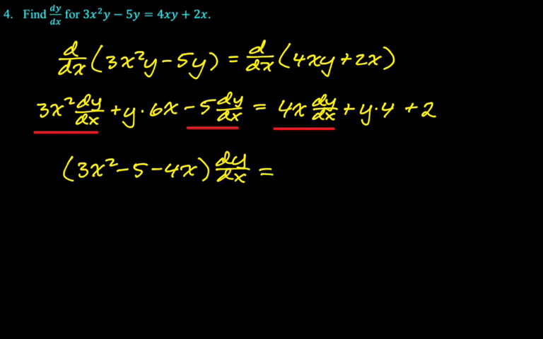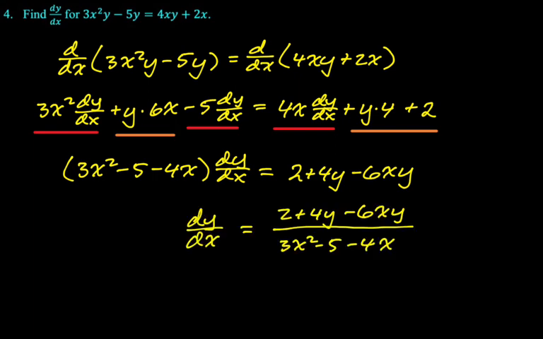And then move everything else to the right-hand side, right? Most of it's already there. We just have to move that 6xy to the right-hand side. So we're going to get 2, a 4y, a minus 6xy. Then I'm going to divide everything by 3x squared minus 5 minus 4x to solve for dy dx, because that's what we wanted to do. And our final answer looks like that: 2 plus 4y minus 6xy all over 3x squared minus 5 minus 4x.